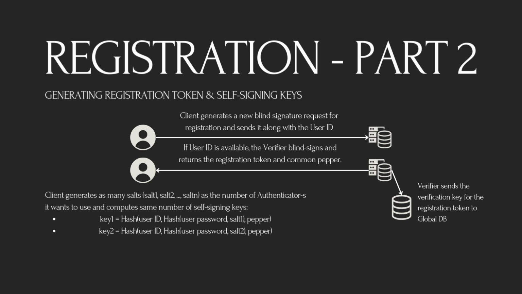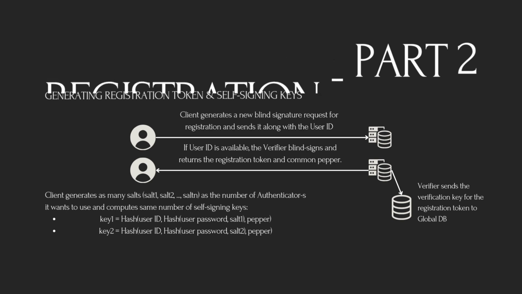Now, the client generates as many random sols as the number of authenticators it plans to use with COCO. It then creates self-signing keys for each authenticator. Each key is a hash of the user ID combined with the pepper and the hash of the user's password combined with the authenticator's specific salt.